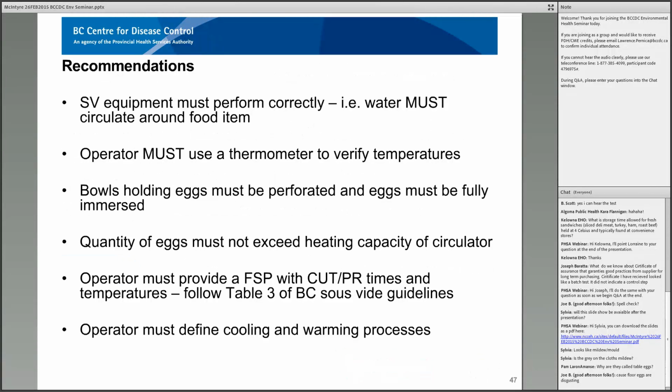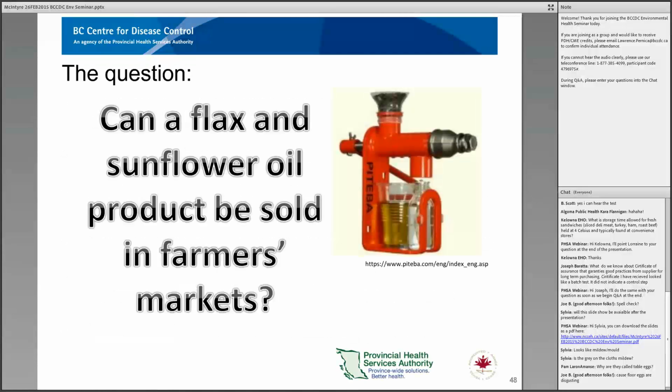And these are the recommendations. I'm looking at the clock thinking I have to talk faster. So just what I talked about before, the immersion circulator must perform adequately for the amount of food that's in there. If you're going to do eggs, use a perforated bowl and specify all of the processes.